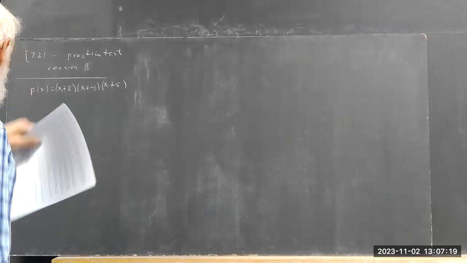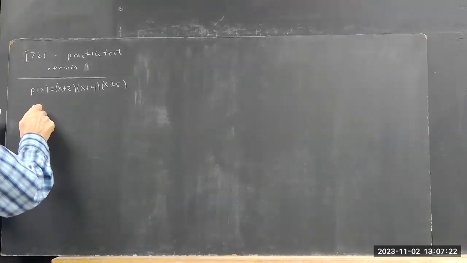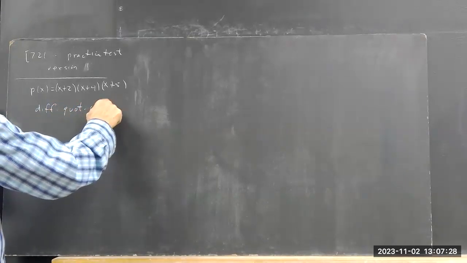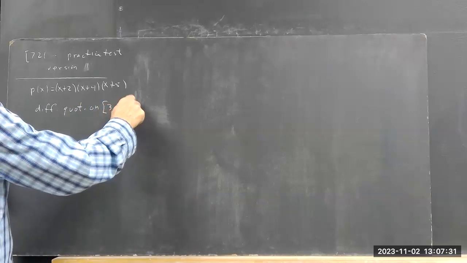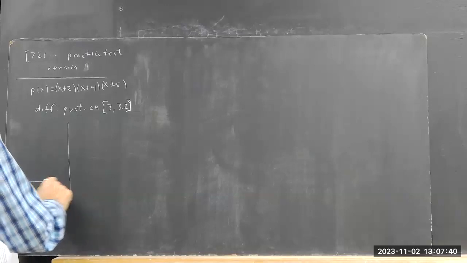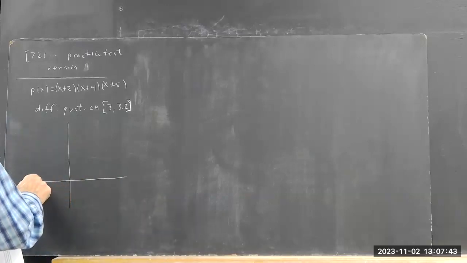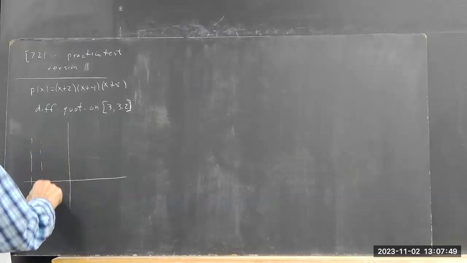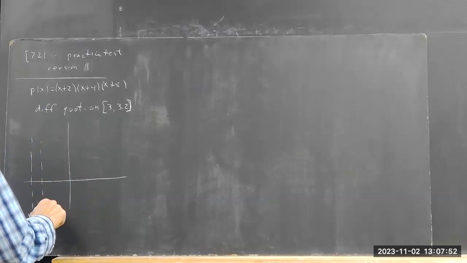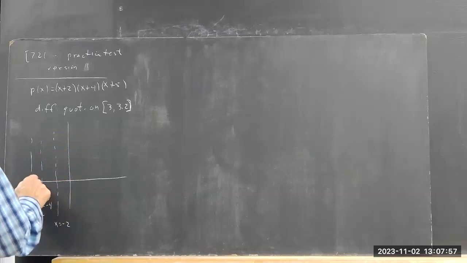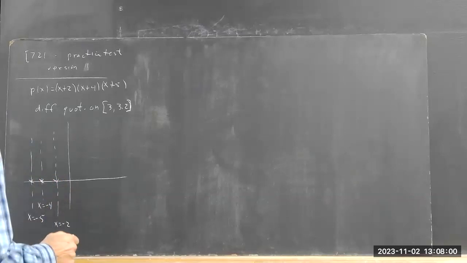P of x equals this. And we want the difference quotient on the interval 3, 3.2. Okay, so what's that mean? Well, we can sketch a rough graph. We have x equals -5, x equals -4, and x equals -2. That's where our x-intercepts are.